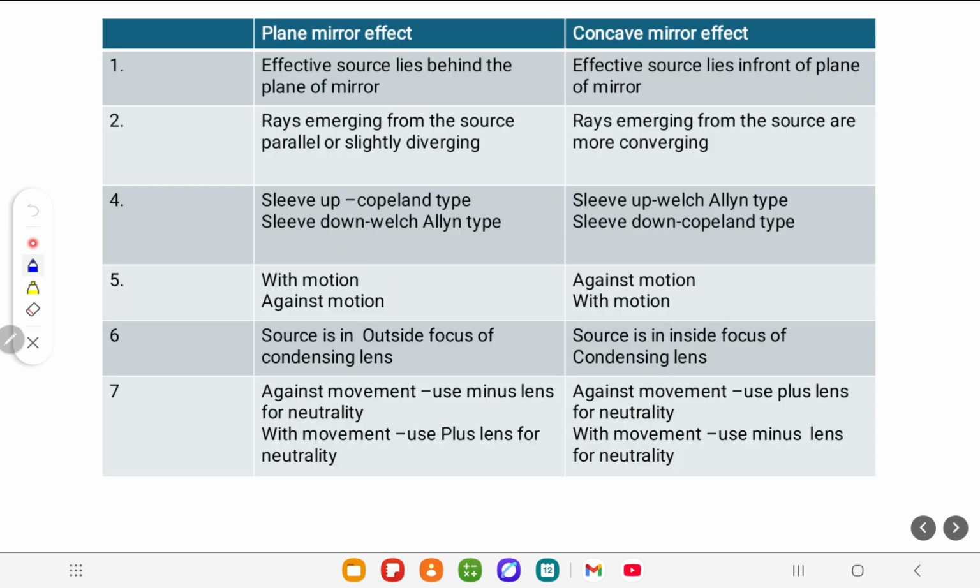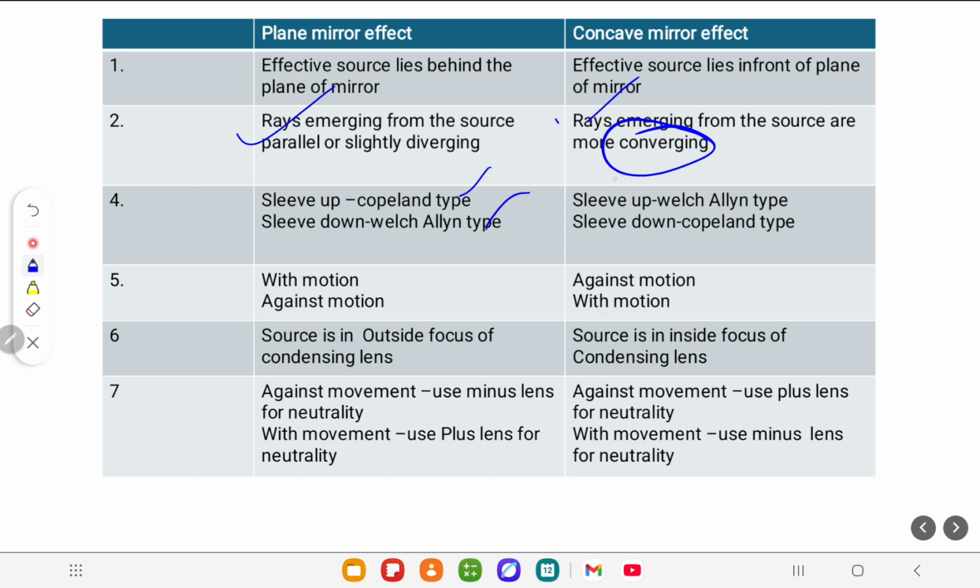So, plane mirror effect and concave mirror effect. That's the difference. The effective source lies behind the plane mirror in one case, and the effective source lies in front of the mirror in the other. So the basic thing is, rays emerging from the source are parallel or slightly diverging in plane mirror effect, but here the light must be converging. That's why we call it the concave mirror effect.